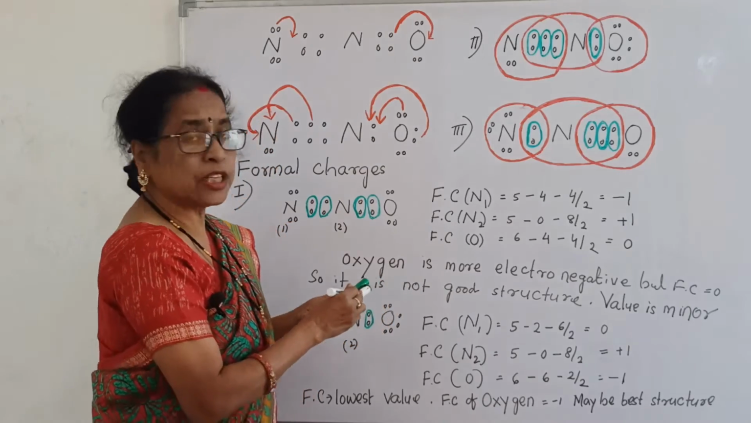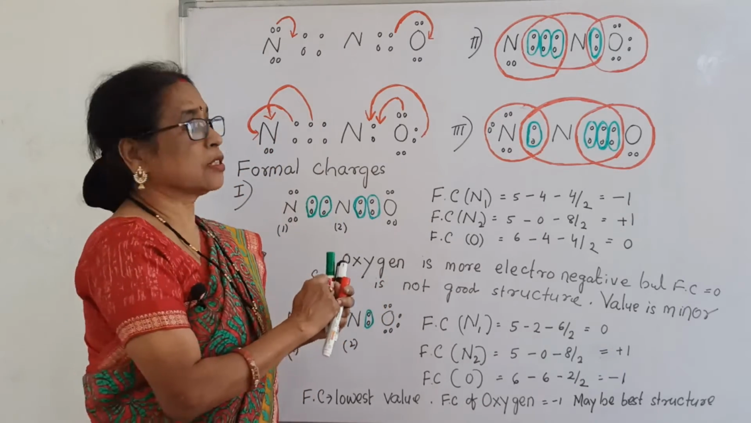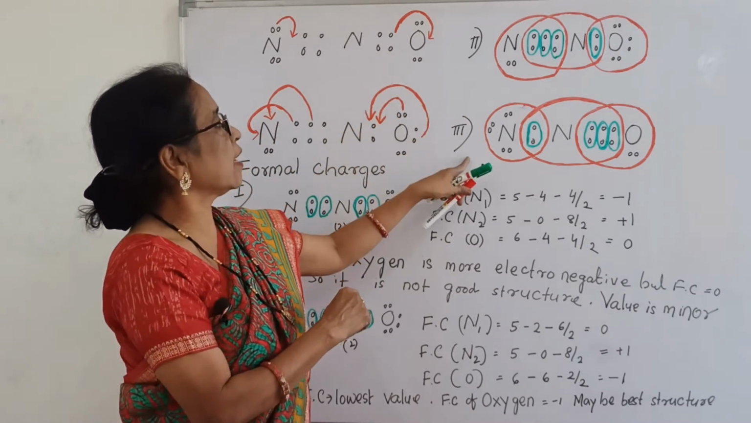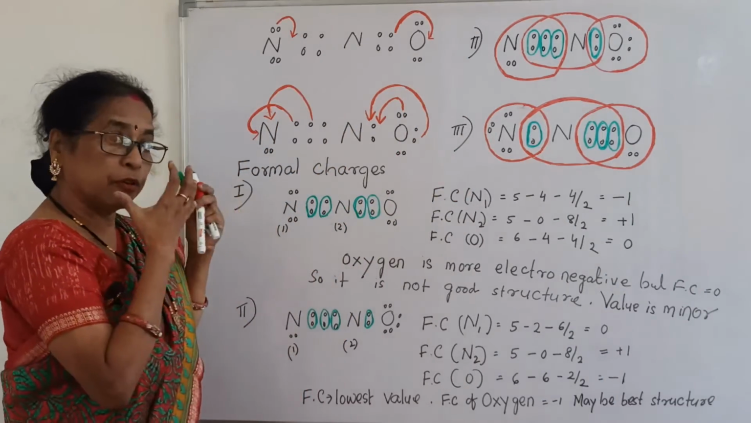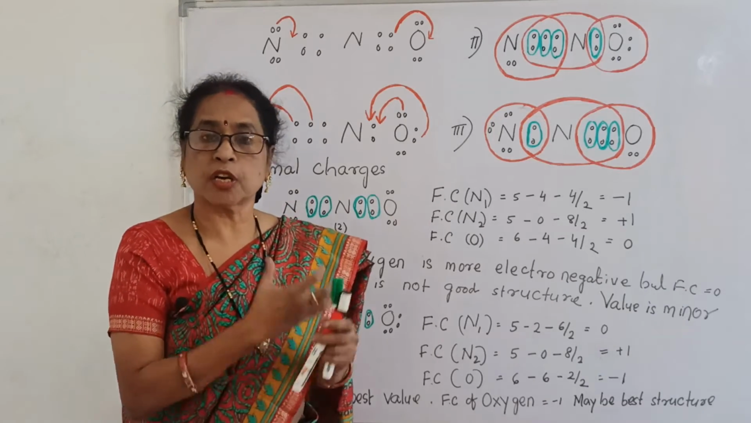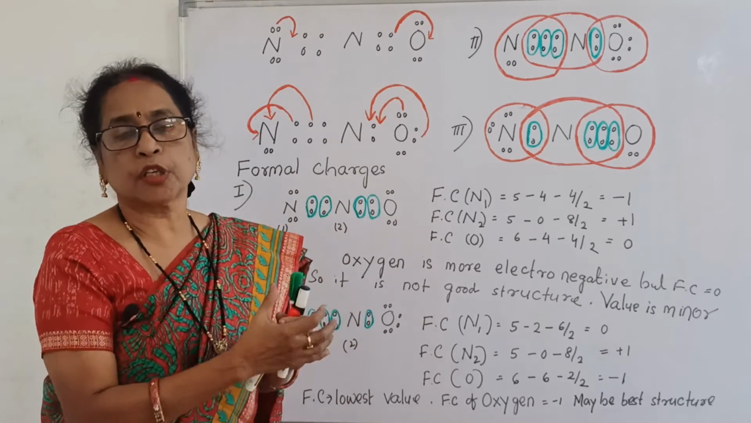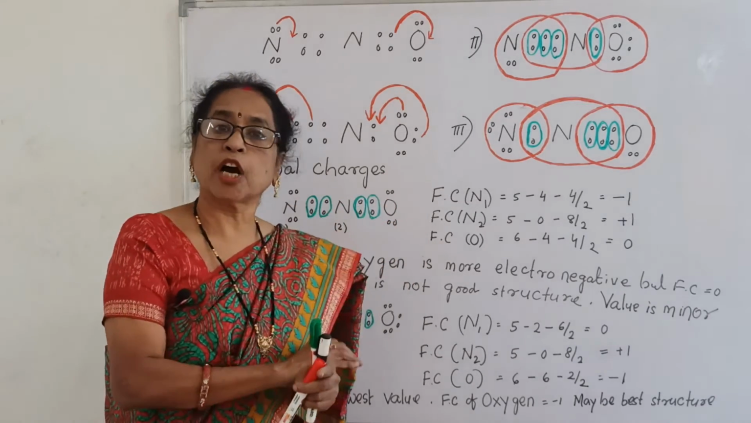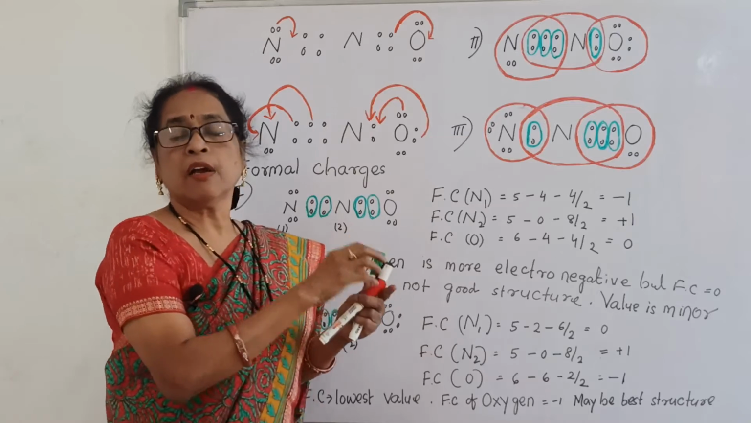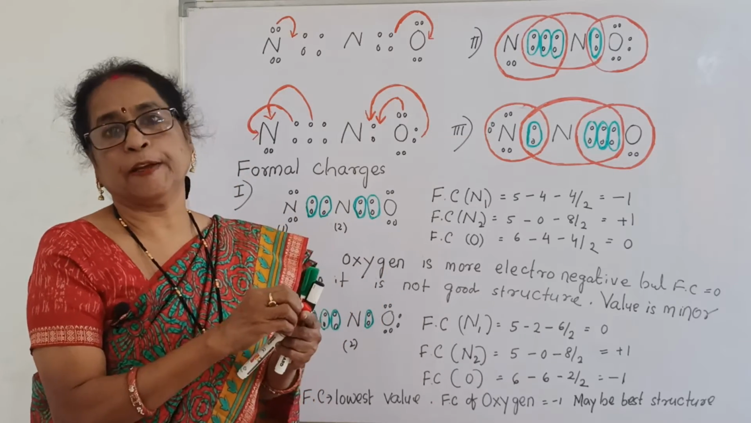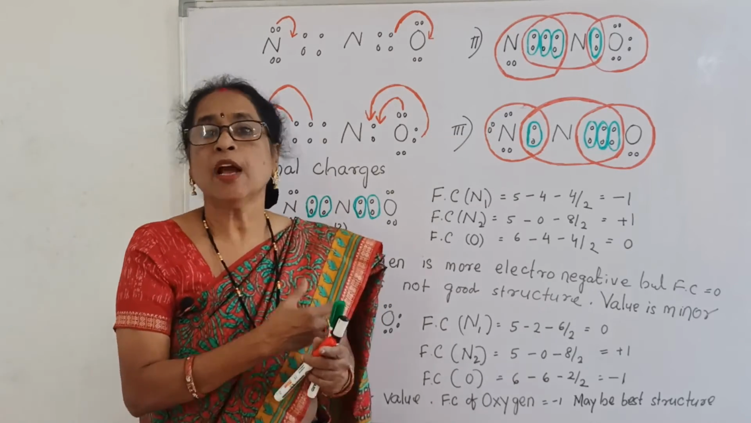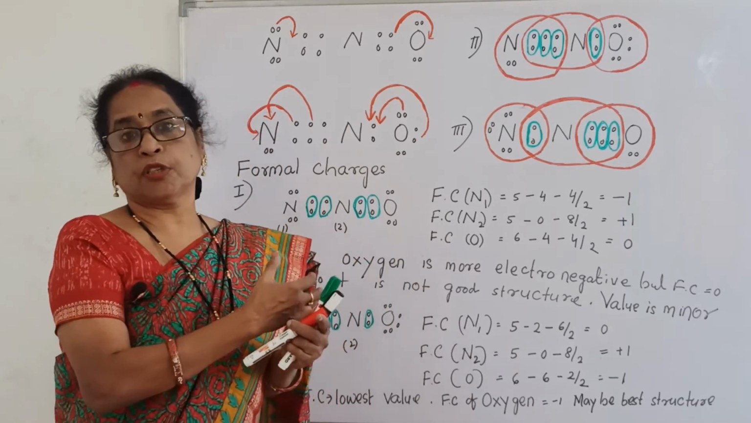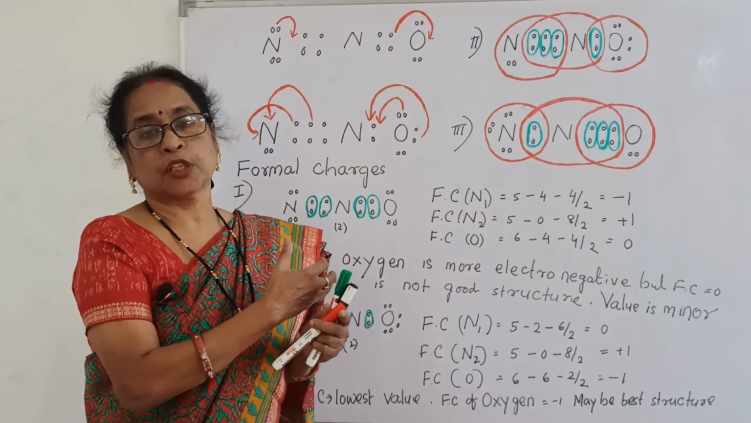That means how many structures are formed here? Three structures are formed. First one you can say this, second this, and third this. Now we will find which is the best structure out of the three Lewis structures. You will find the formal charge for structure 1, structure 2 and structure 3. After that we will say where the least value of formal charge on nitrogen and oxygen is, and that is the best structure.